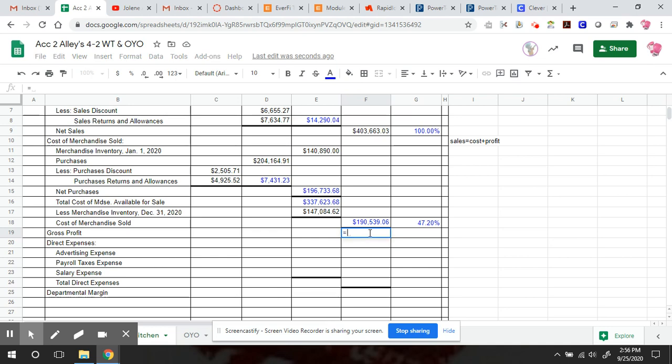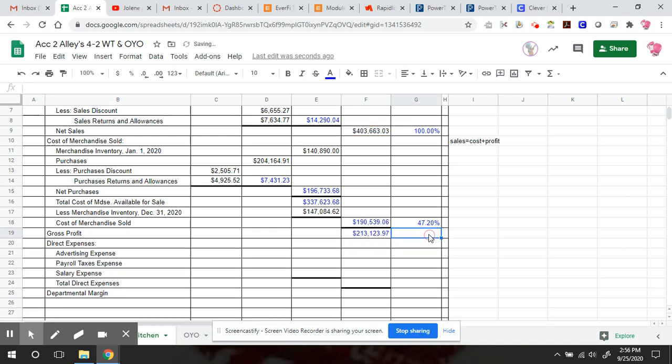So it's F9 minus F18. I'm making sure I get my lines and columns right. All right, going back to my formula here, cost plus profit equals sales. Here's your cost, here's your profit. You add them together, you get your sales. Likewise, if it's 100% here, we have to find this percentage, but these two percentages added together better be 100%.